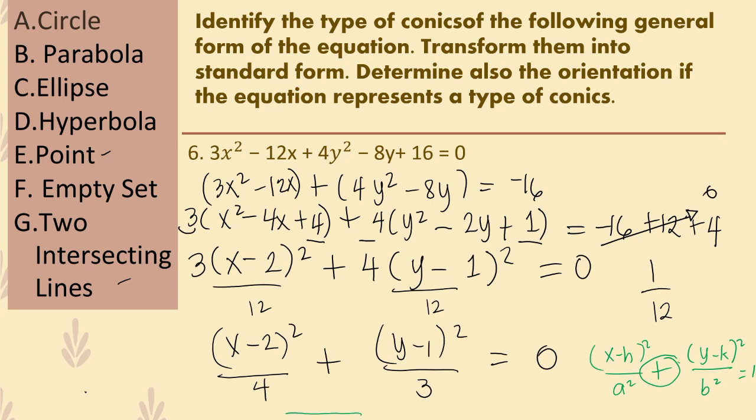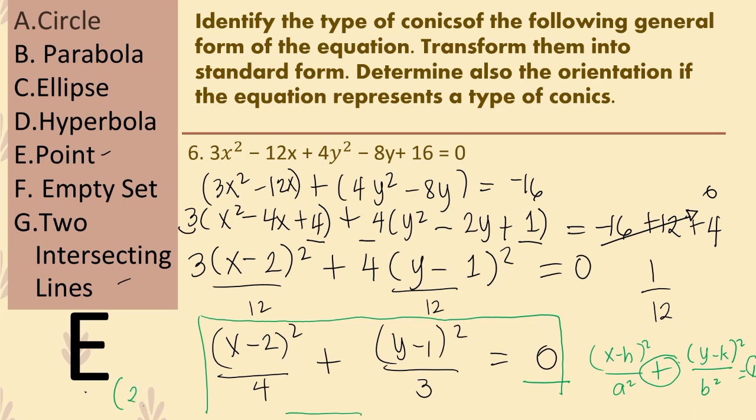Pero, pinagkaiba nila is 1 itong nasa standard form, and yung dito ay 0. So, kapag nag-0 or nag-equate siya into 0, ibig sabihin ito ay degenerate conic sections. And di ba yung katumbas ng ellipse sa degenerate conic sections ay yung point? So, ibig sabihin ito ay point. So, letter E, point. So, yung point niya, yung ordered pair, 2 and 1.